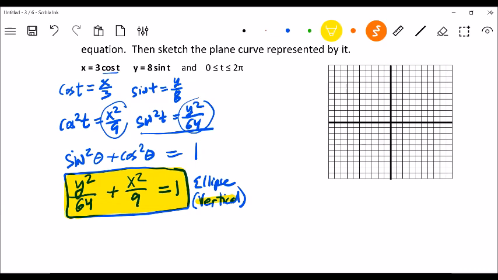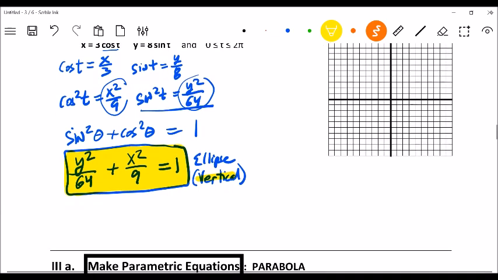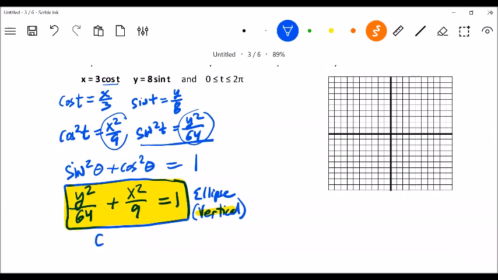And now we can graph it. We have enough information with this to be able to graph it. So we know that the center is at 0, 0. We know that A is 8 and that B is 3. That's enough information to do some graphing here, and the fact that it's vertical. Right? So when we put 0, 0, we're going to go up 8 and down 8 because we know it's a vertical ellipse. And 3 and 3.